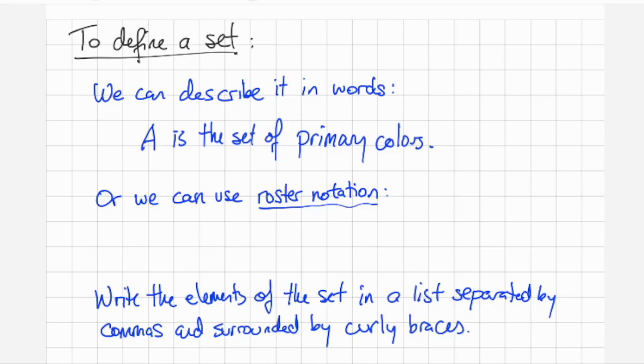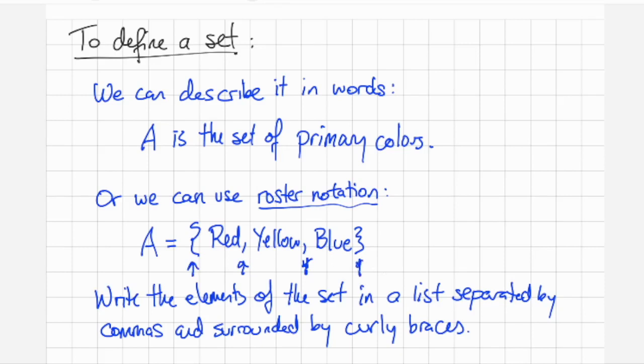Or we can use something we call roster notation, where we can write A is equal to the set containing red, yellow, and blue. Notice that each of the elements of the set is put into a list, separated by commas, and surrounded by curly braces, an opening and a closing curly brace.